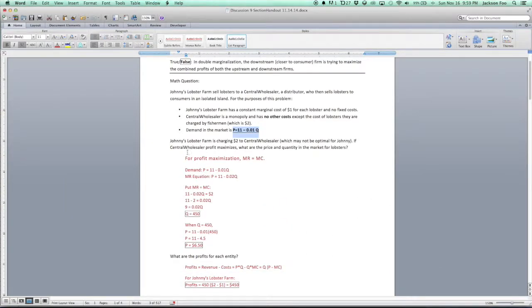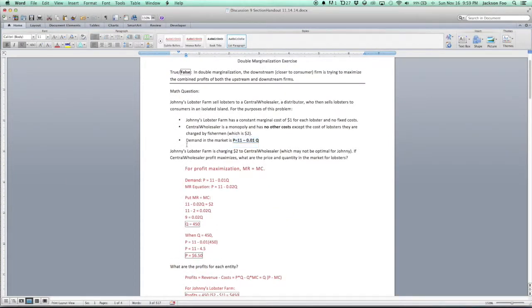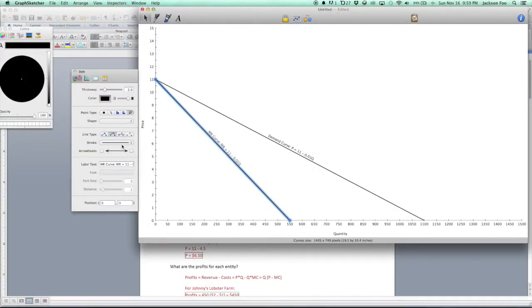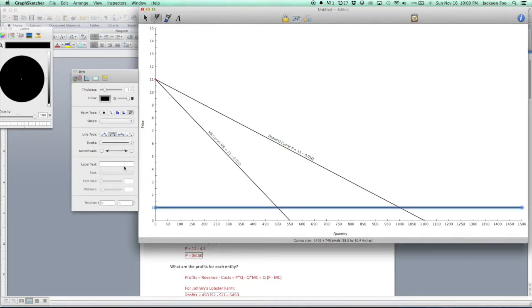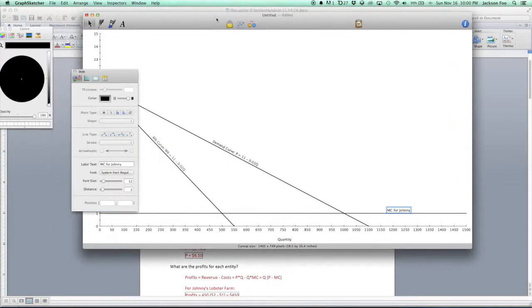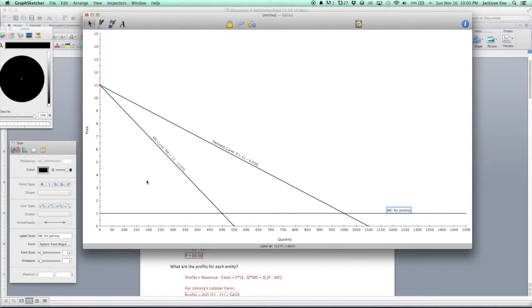Okay, excellent. Now, other pieces of information we have. What are the MCs, the marginal costs for each company? I want to plot it for both. So Johnny's Lobster Farm has a marginal cost of $1. So let's plot that real quick. And as usual, let's label it so we're not confused. MC for Johnny. Just move this to the corner. Remember, this is MC for Johnny, even though it's on the side. Move this to the middle.